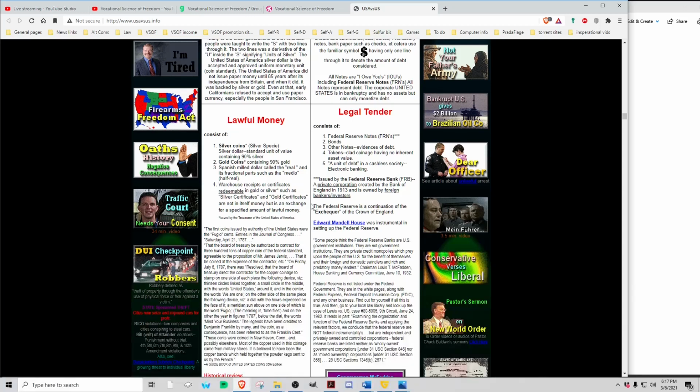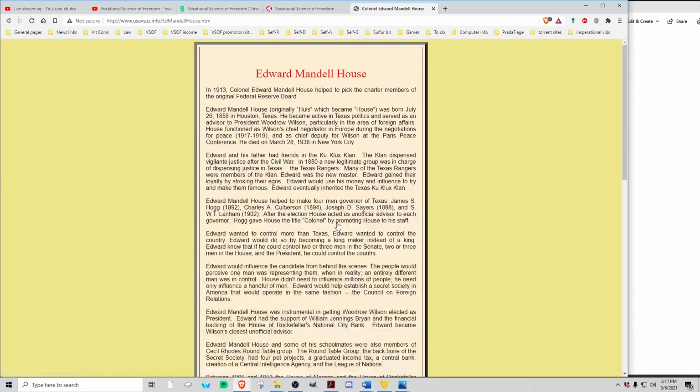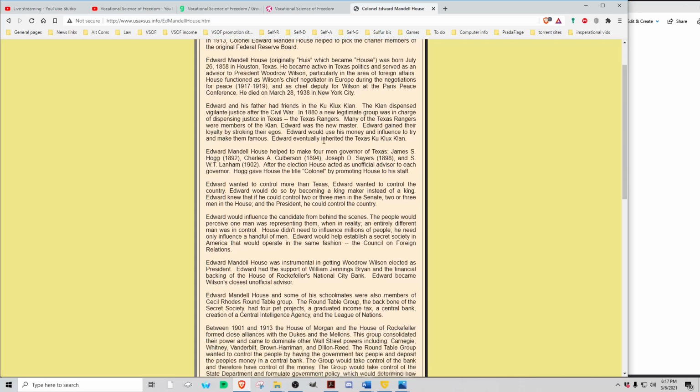Right? And here again, legal tender, lawful money, legal tender. Who set it up? Edward Mandell House, right? So again, this gives some of his background of who he was. Edward and his father had friends in the Ku Klux Klan. The Klan dispensed vigilante justice after the Civil War, and so on. So this gives his history.